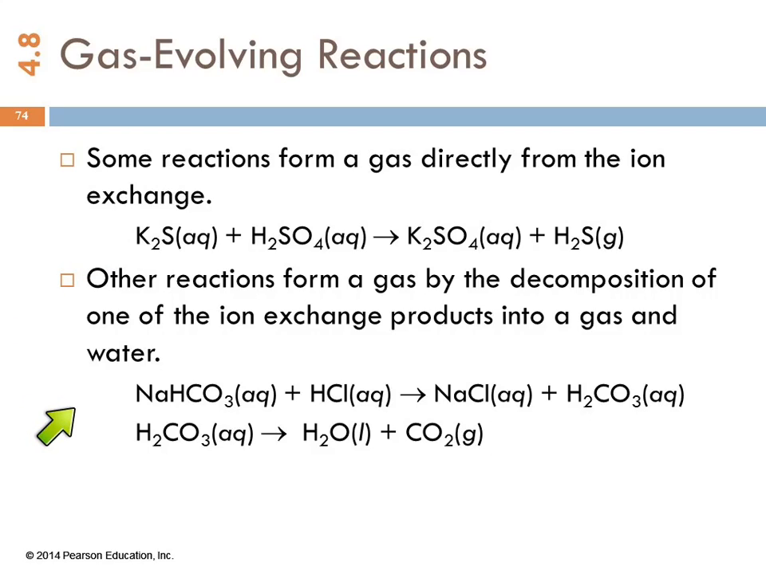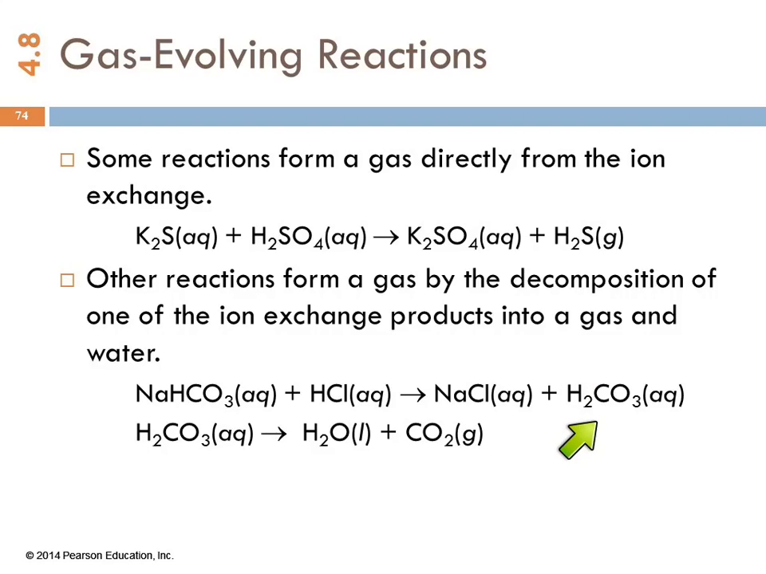There are some other reactions that form gases more indirectly. What happens with sodium hydrogen carbonate, which is baking soda, and hydrochloric acid, we get this ion swap and we end up with sodium chloride. And what would the name of this one be? It's an acid, right? It starts with H. So you cover up the H, and CO3 is carbonate. So this is carbonic acid.